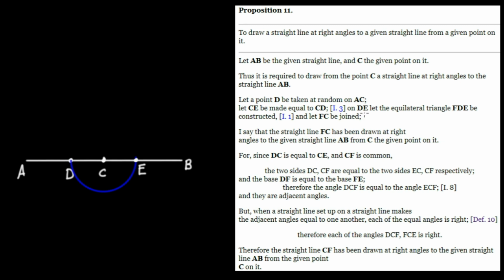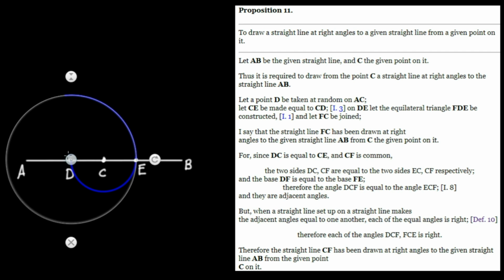And now the next step is on DE, let the equilateral triangle FDE be constructed and let FC be joined. So we're going to build an equilateral triangle upon the segment DE. We'll do that using our classic construction. We're going to place the center of our compass right there at D. The radius is going to be DE. Sweep out a little bit of the arc.